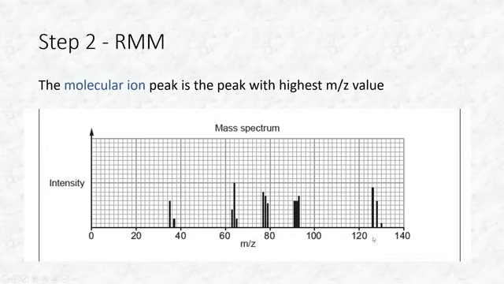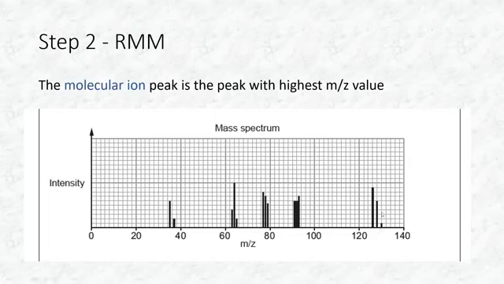That's a big clue about this compound. It means that we must have 2 chlorine atoms present. So we have 3 peaks. We have a peak for the molecules that have 2 chlorine-35 atoms. We have a peak for molecules that have 1 chlorine-35 and 1 chlorine-37. And we have a third peak for molecules that have 2 chlorine-37 atoms present.